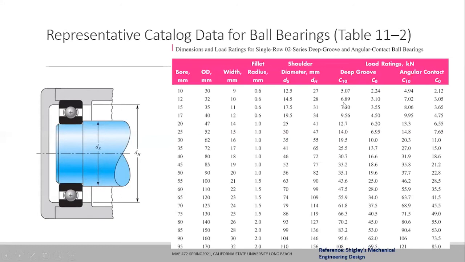So if your calculated C10 load is 7 kilonewtons, then you know that you cannot use options number 1 and 2. Bore diameters of 10 and 12 millimeters will not work. In that case, we have to work with 15 millimeters and beyond. That is how you have to pick a bearing from this catalog.